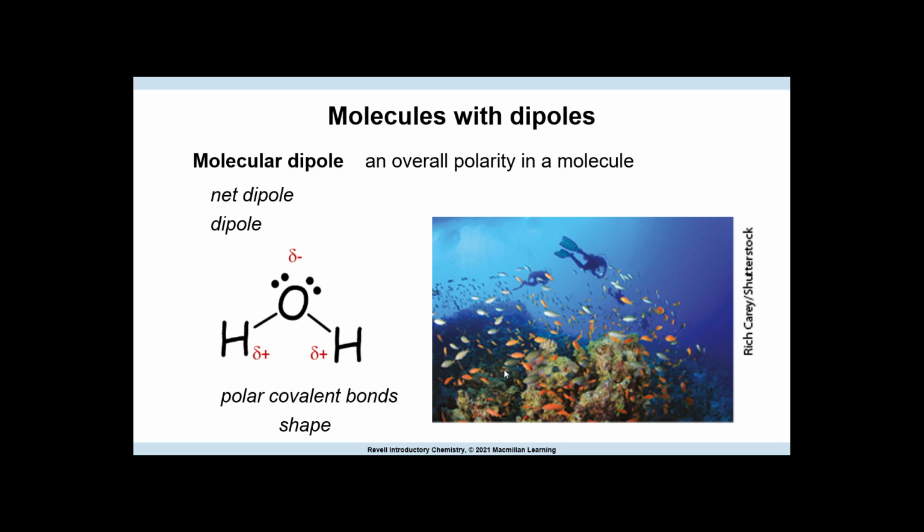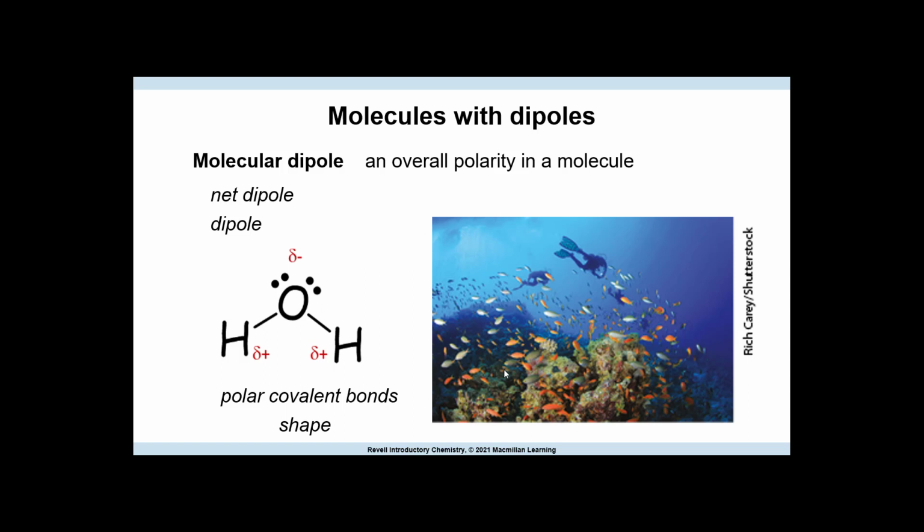Water's dipole is a result of its polar covalent bond and its shape. In earlier lessons, we saw that water has a bent molecular geometry because of these two lone pairs on the oxygen atom. And since oxygen is more electronegative than hydrogen, the oxygen side of the molecule has a slight negative charge, while the hydrogen side has a slight positive charge. The polarity of the molecule depends on the shape and the polarity of its bonds.